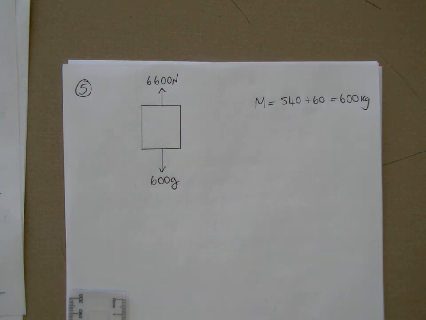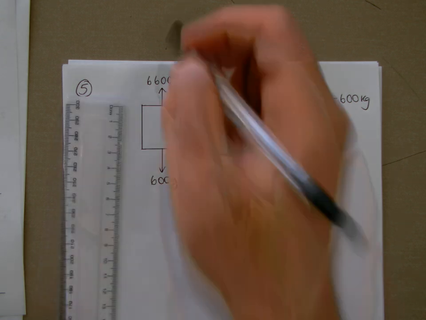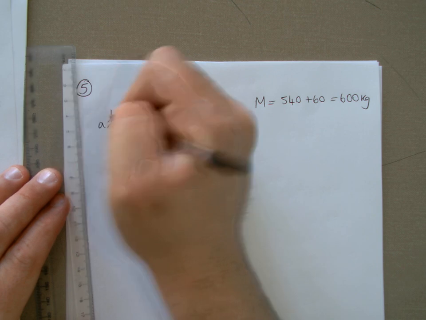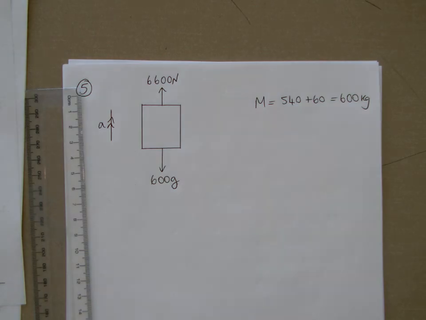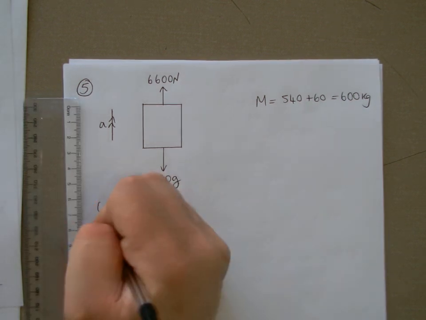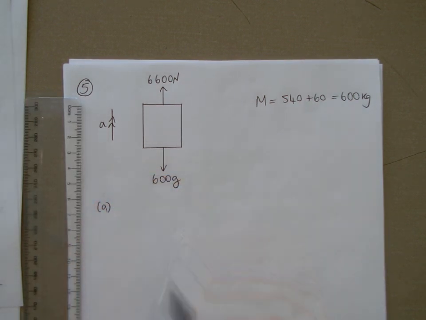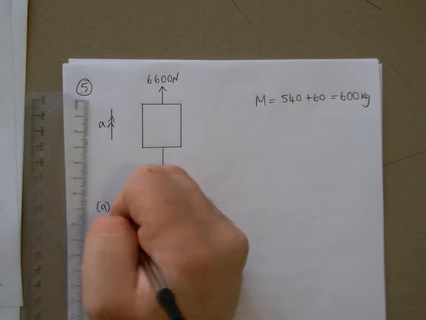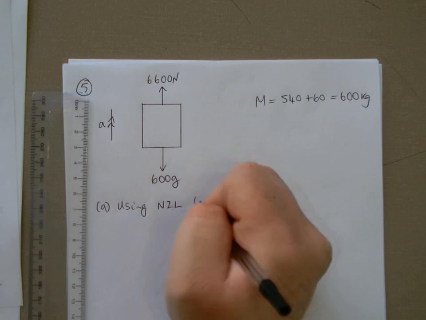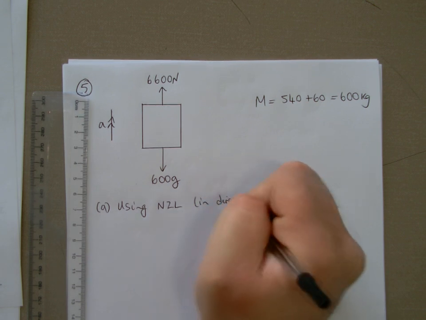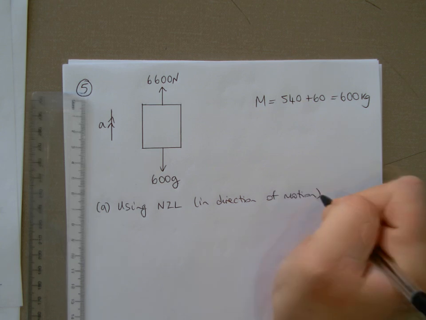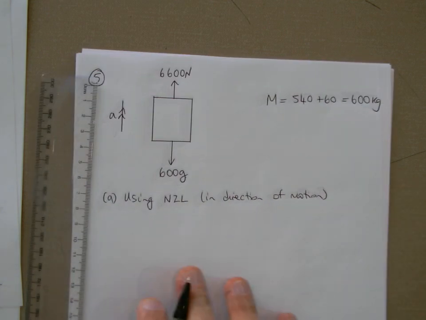And it says that it's accelerating upwards at a constant rate. So accelerating upwards means I'll have the acceleration acting upwards. So part A says calculate the value of A. Because we've got forces acting here and there's acceleration, we're going to use Newton's second law in the direction of motion. I always write that down to understand which way it's actually going, in terms of setting out Newton's second law.